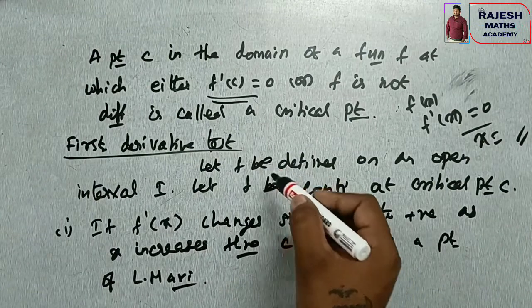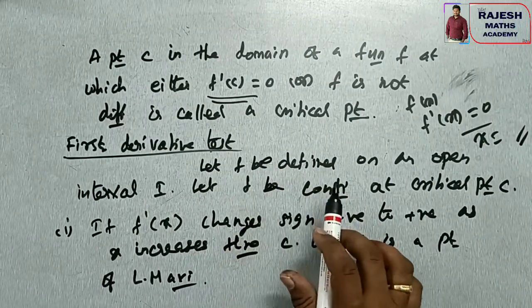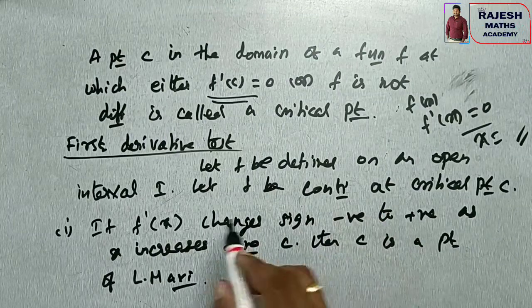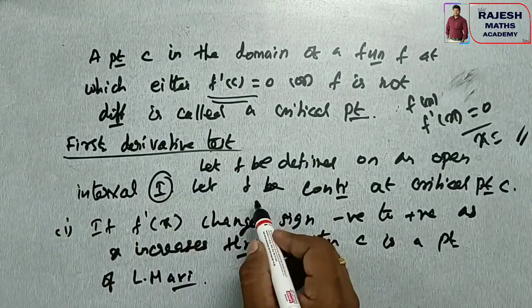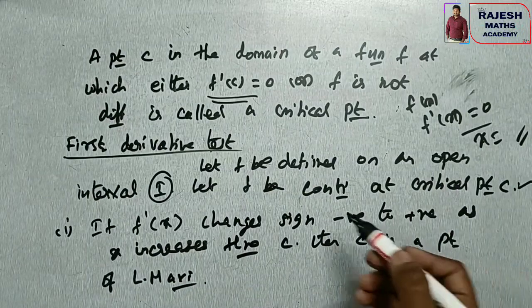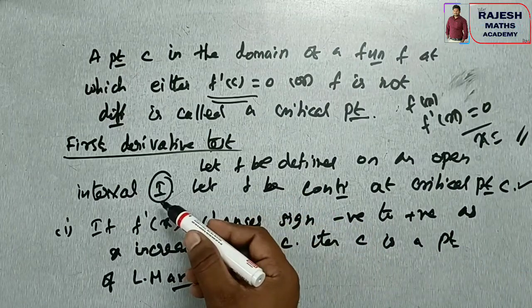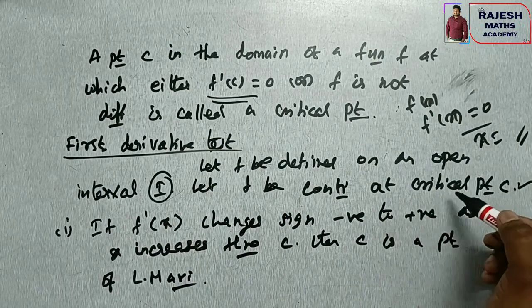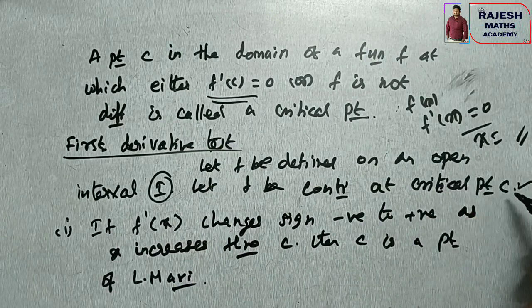We are going to define a function f. f is a function defined on an open interval I, and f is a continuous function at the critical point C. If you are going to find that the function is defined on interval I and the critical point, we have to find that critical point, and the function must be continuous.